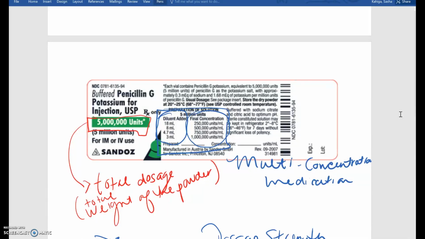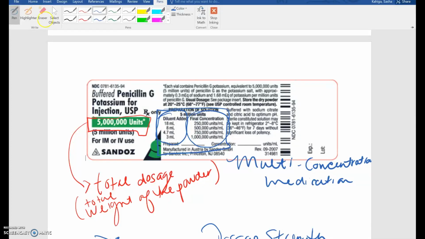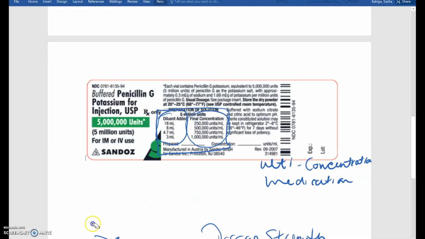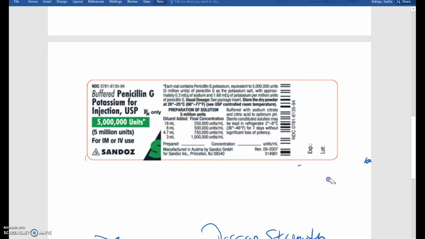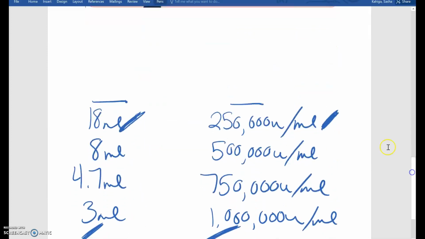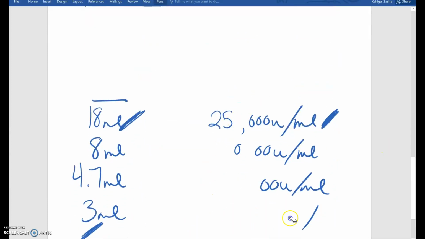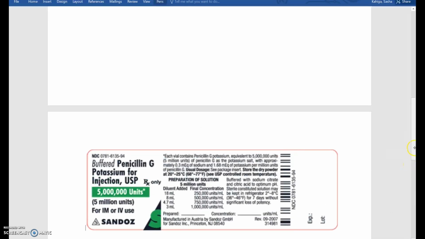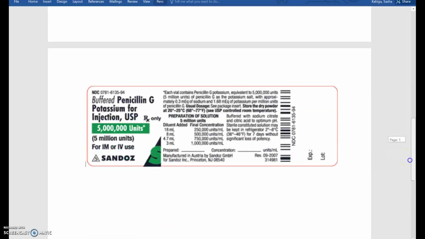Now, if we look on this label, as we continue to read this label, one of the things that you're going to notice that is not on this label that was on your previous label is your final volume. Your final volume is sometimes given to you in a multi-concentration label, and sometimes it's not. But you always can calculate. You can always calculate your final volume.